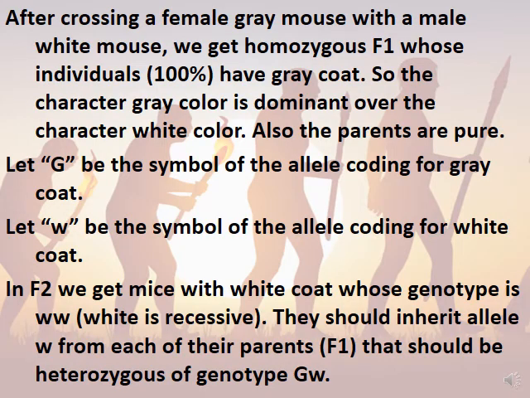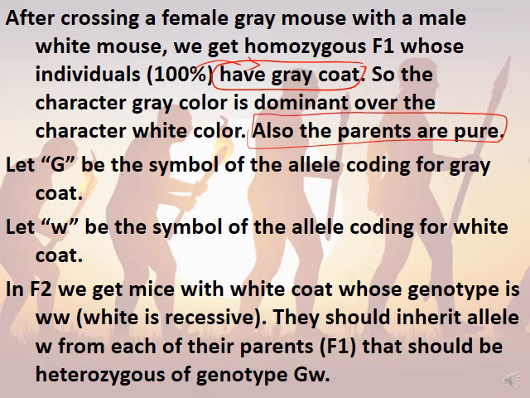So after crossing a female gray mouse with a male white mouse, we get F1 all with the gray coat. 100% have the gray coat. So the character gray color is dominant over the character of the white color, which is recessive. So here you have to know that the parents are pure. The first step to do is to give the symbols. After crossing a gray female mouse with a white male mouse, all the descendants are gray. So gray dominates over the white.